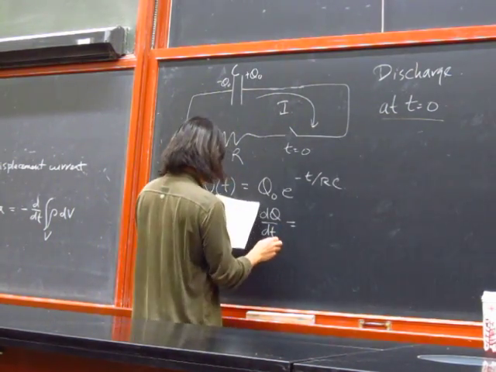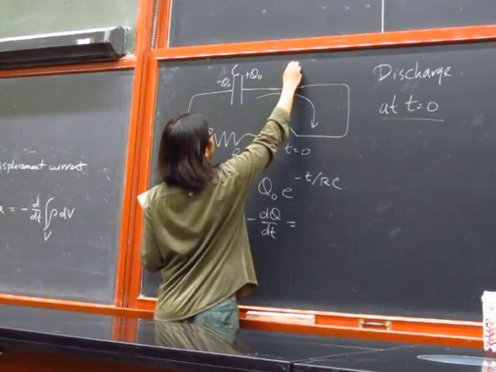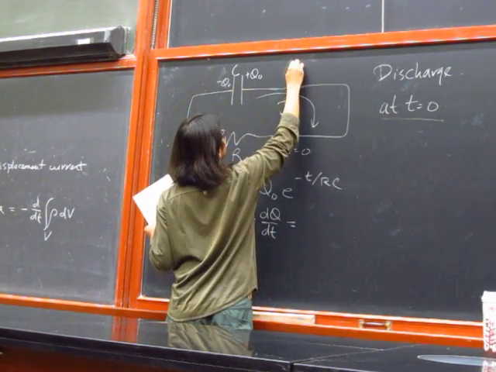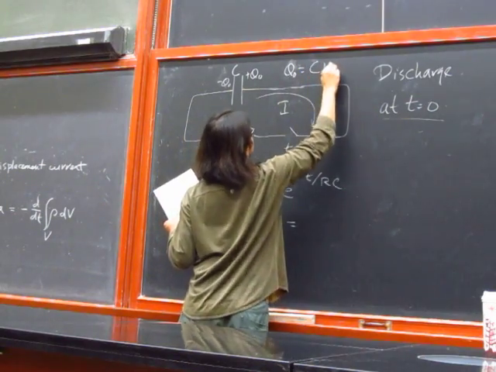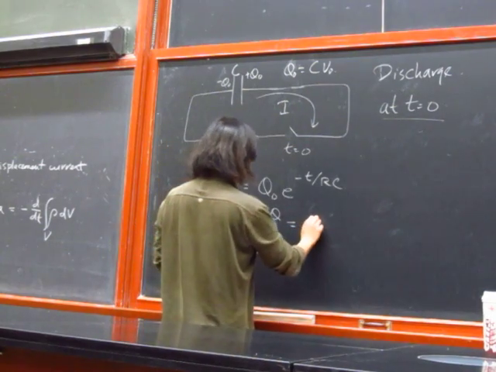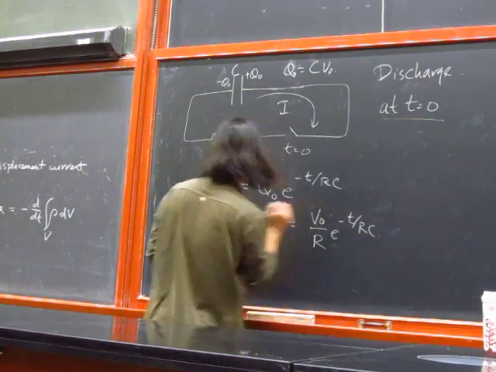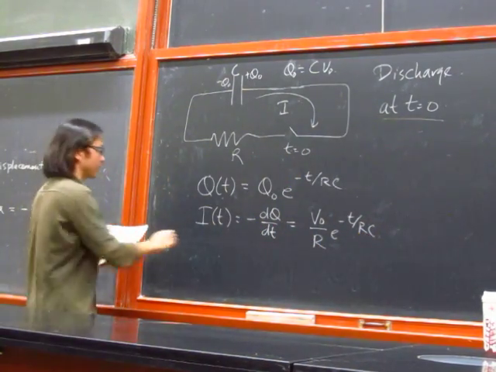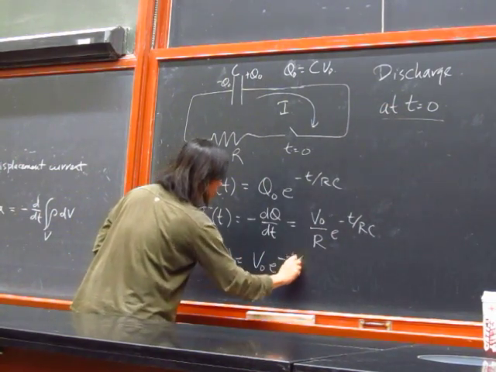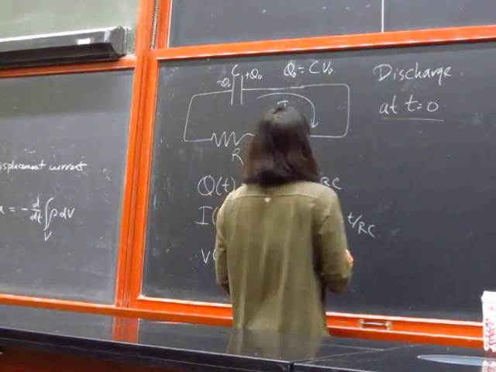And this will give you, if you did this correctly, also by the way, just for convenience, Q naught is equal to C V naught, right? This is the voltage across the capacitor. So this is going to become V naught over R e to the minus t over RC. And for completion, the charge as a function of time is Q naught e to the minus t over RC. Okay?